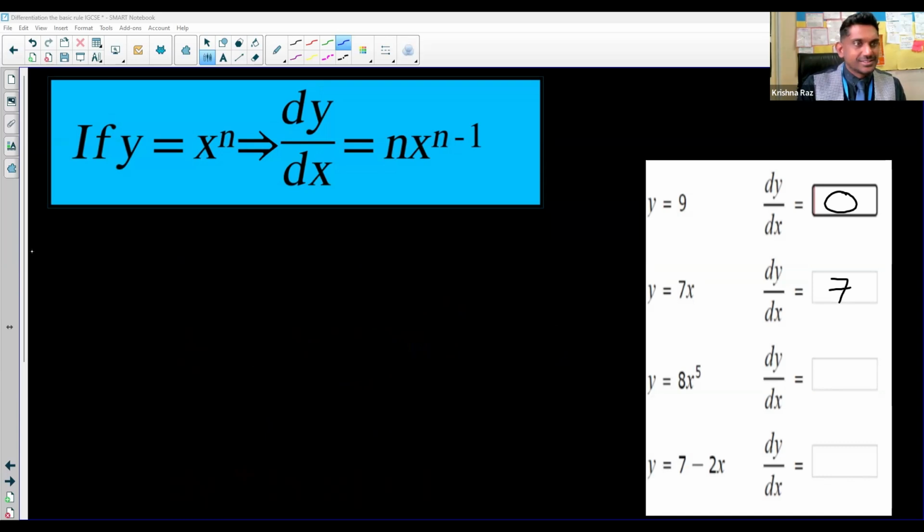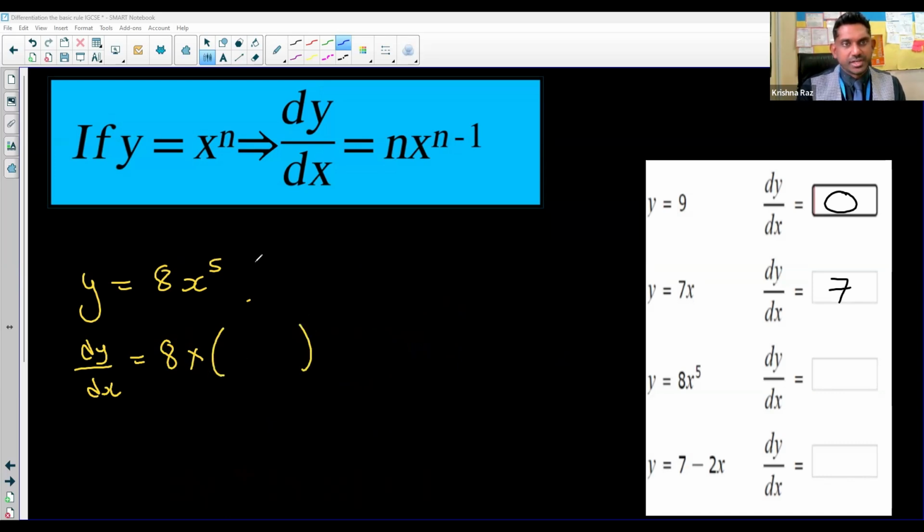What have we got? y equals 8 times x to the 5. So dy by dx, the gradient, is equal to 8 times whatever we get when we differentiate x to the power 5. Well, that will become 5x to the power of 4. The answer will be 40x to the power of 4. Simples.